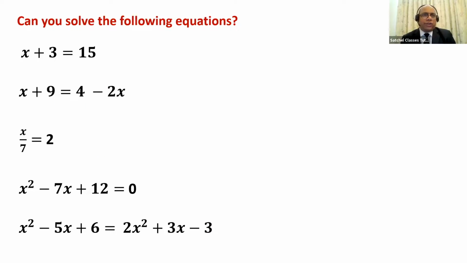If you look at these equations, what do you think? Can you solve these equations? X plus 3 equals 15. X plus 9 equals 4 minus 2x. X divided by 7 equals 2. X squared minus 7x plus 12 equals 0. And x squared minus 5x plus 6 equals 2x squared plus 3x minus 3. What do you think? All of these equations look familiar to you, right? And you must have solved these at some point or the other, right?